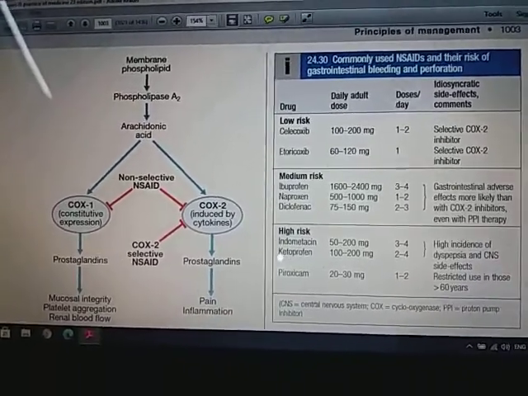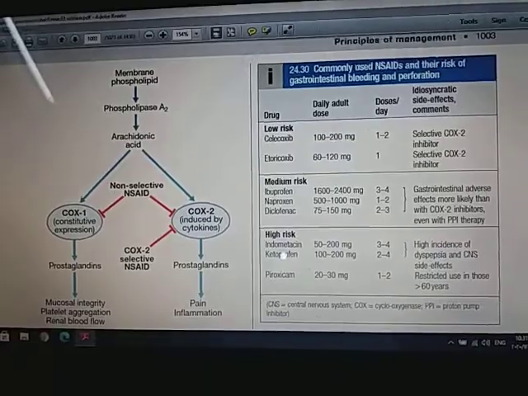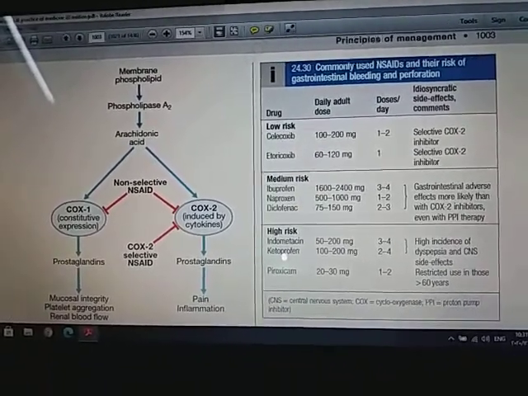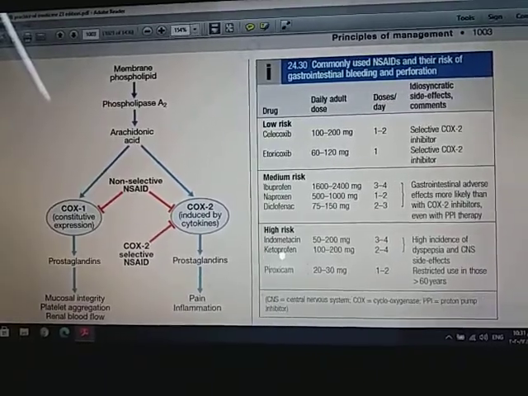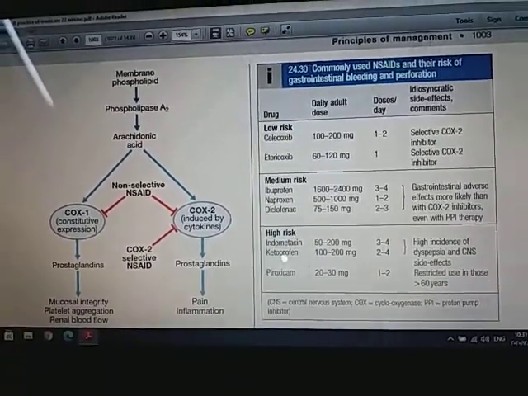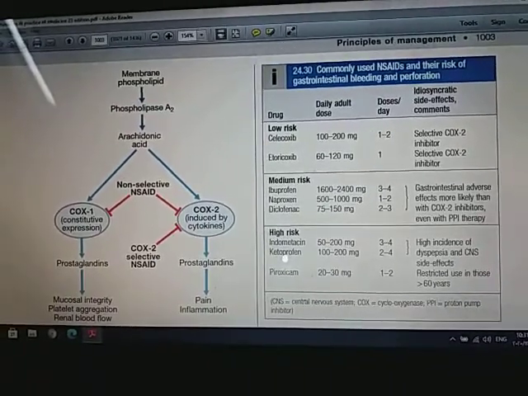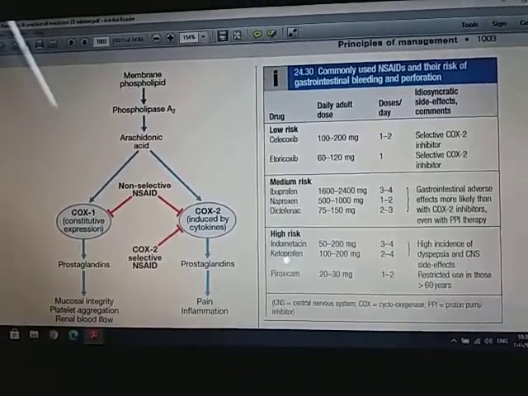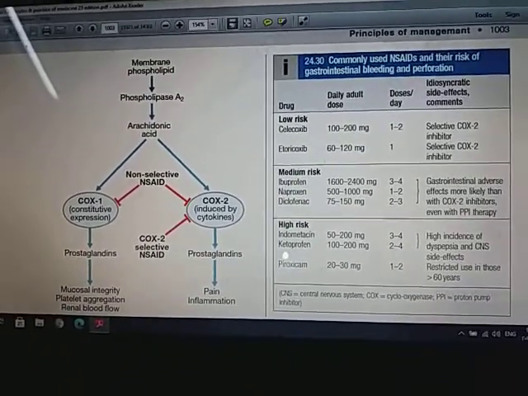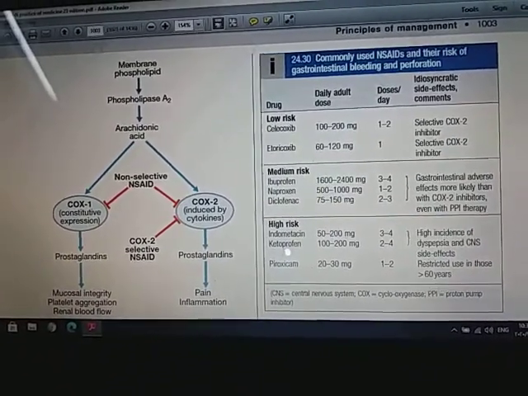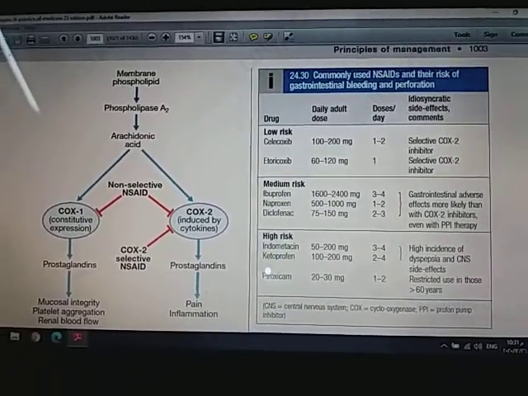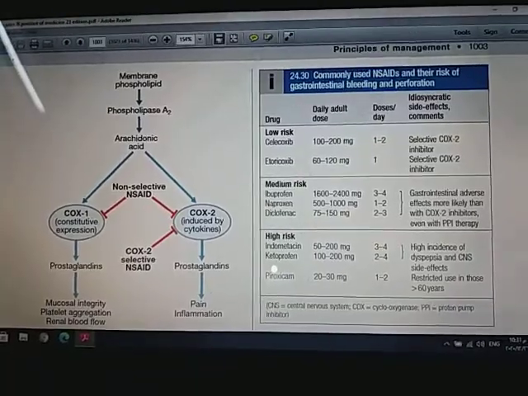At the end is the list of the commonly used non-steroidals and their risk of gastrointestinal bleeding and perforation, page 1003. It is categorized into low risk, medium risk, and high risk of GI bleeding and perforation for the non-steroidals. This list must be memorized.